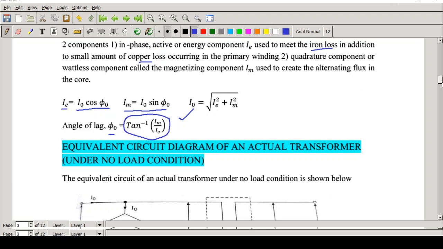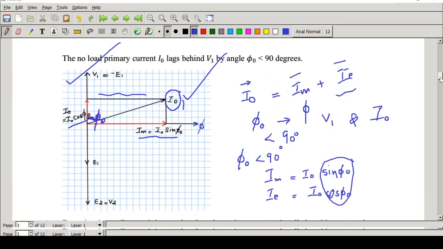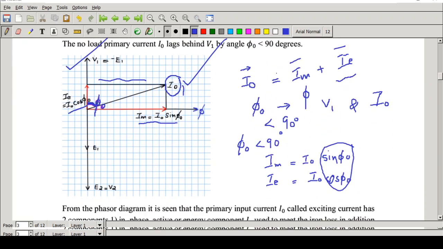So when you are asked to explain the vector diagram of an actual transformer on no load condition, you have to explain all these points. That is, what is the expression for the flux, that is phi is equal to phi m sin omega t.